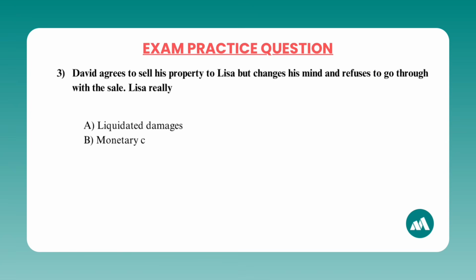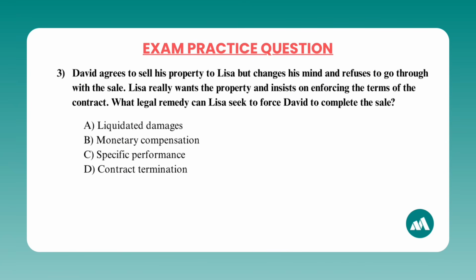Number 3. David agrees to sell his property to Lisa, but changes his mind and refuses to go through with the sale. Lisa really wants the property and insists on enforcing the terms of the contract. What legal remedy can Lisa seek to force David to complete the sale? Is it A. Liquidated damages, B. Monetary compensation, C. Specific performance, or D. Contract termination? And the answer is C.